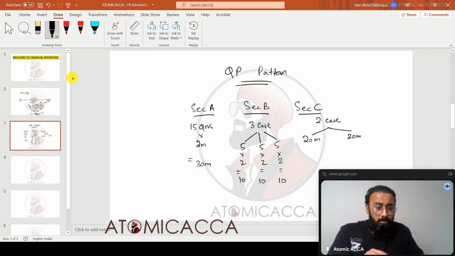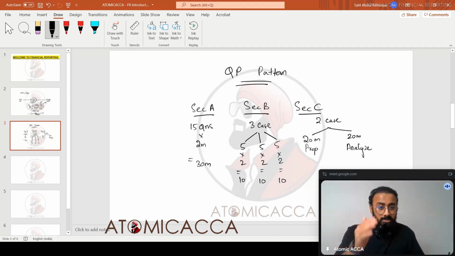Now the questions will be one around the preparation area and the second one around the analysis area. So you're either preparing an individual financial statement or a consolidated financial statement in one question, and the other question will be to analyze another individual financial statement or a consolidated financial statement. So this is how your entire question paper would look.